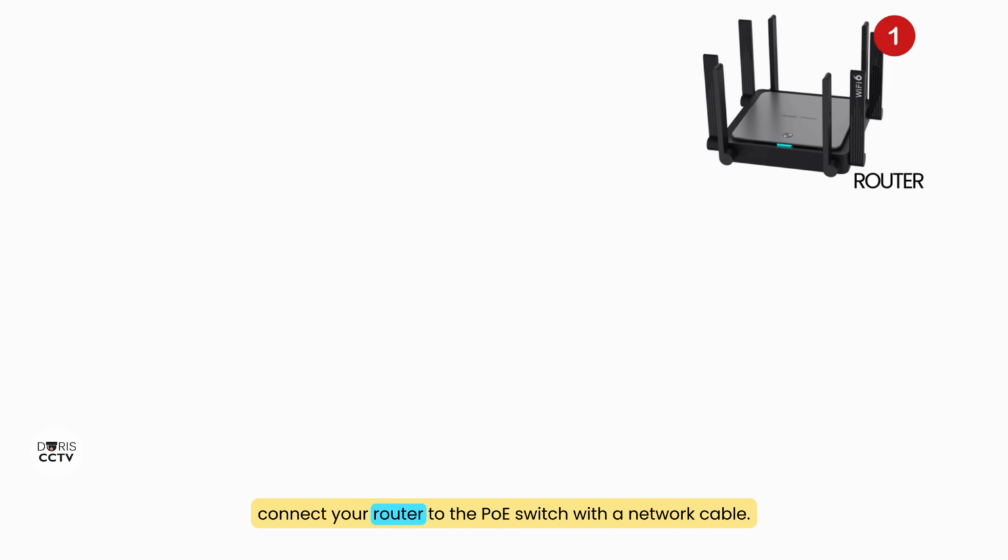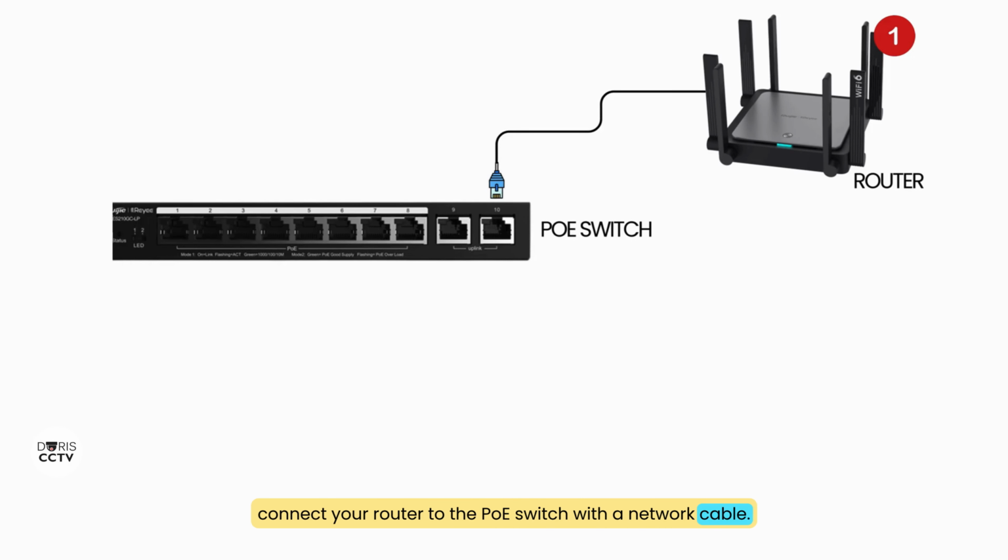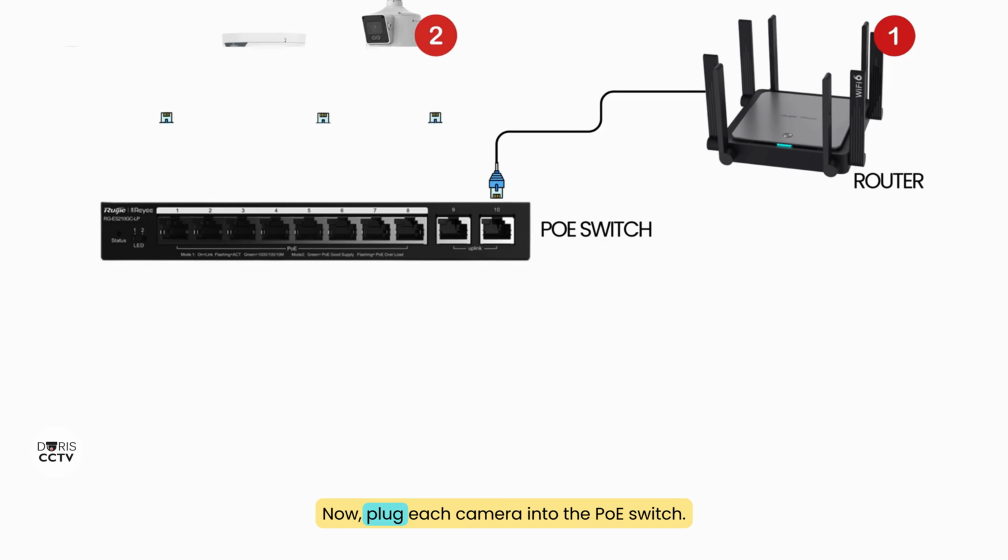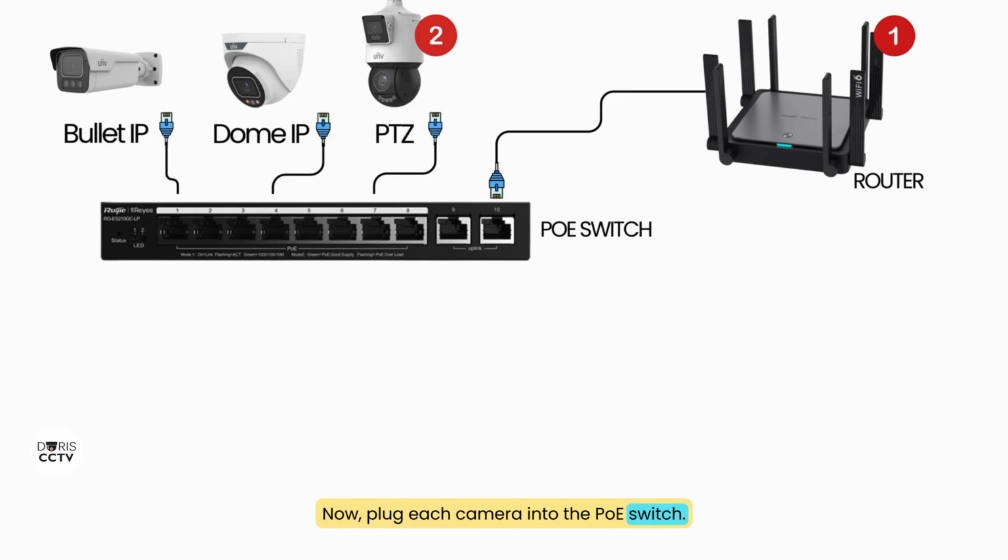First, connect your router to the PoE switch with a network cable. This gives internet and local access. Now, plug each camera into the PoE switch.